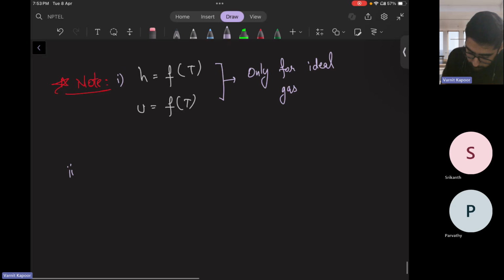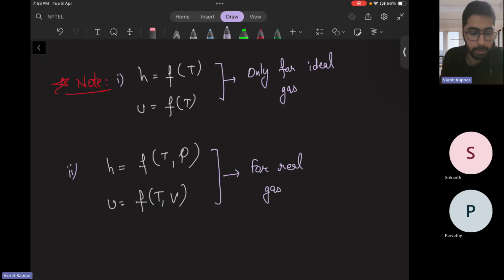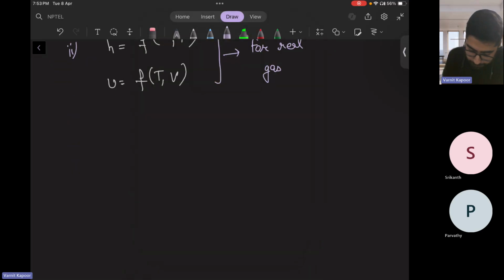Okay, second point, enthalpy is a function of temperature and pressure, and internal energy is a function of temperature and volume for a real gas. And third point is that the Joule-Thomson coefficient value mu j is 0 for an ideal gas. For an ideal gas, we have proved everything.